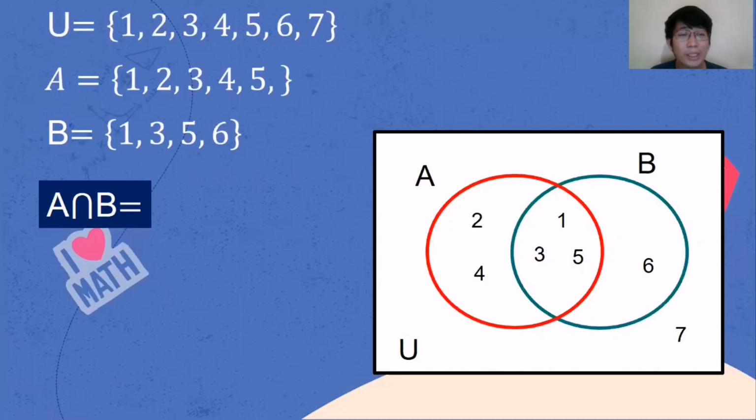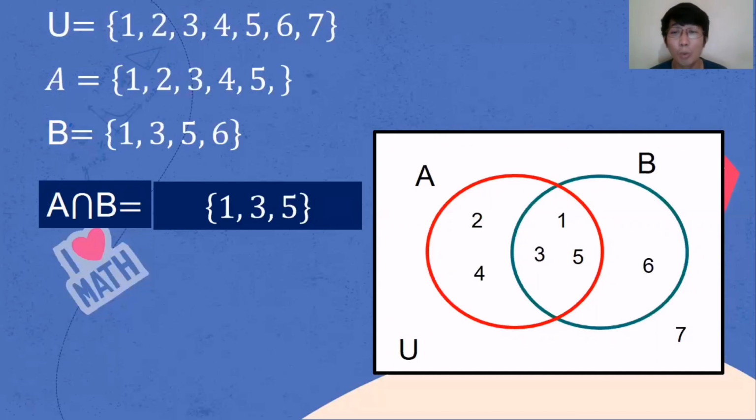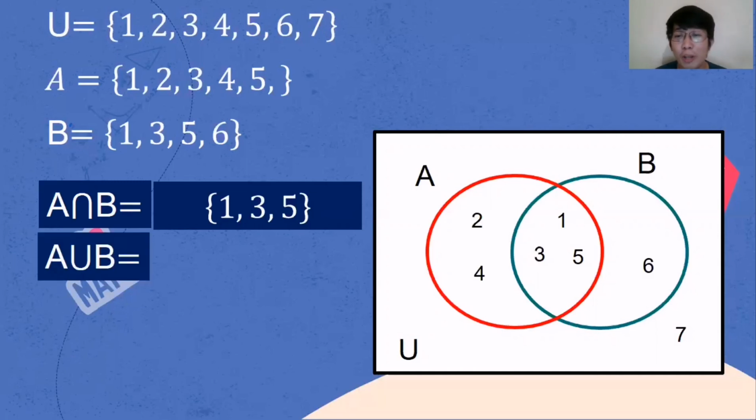Given, what is A intersection B? A intersection B. Ito po yun. So the elements of A intersection B are 1, 3, 5. Mas madali po siyang gawin kapag Venn diagram kasi meron po tayong visual representation. Next, what is A union B?